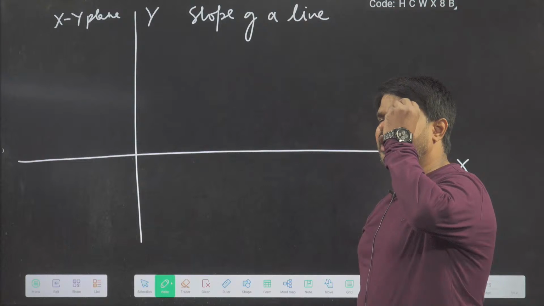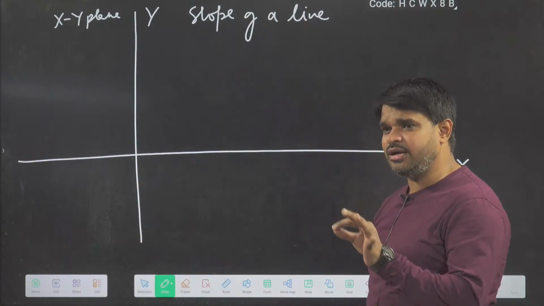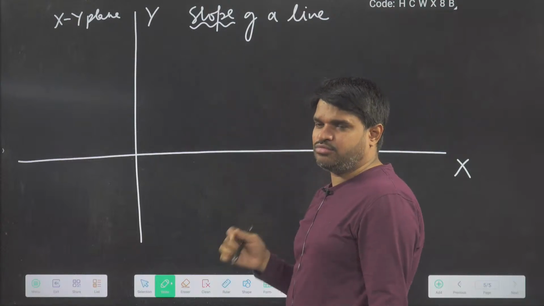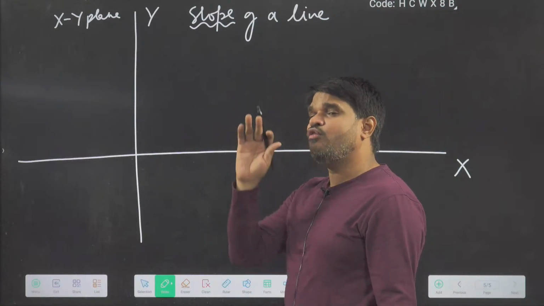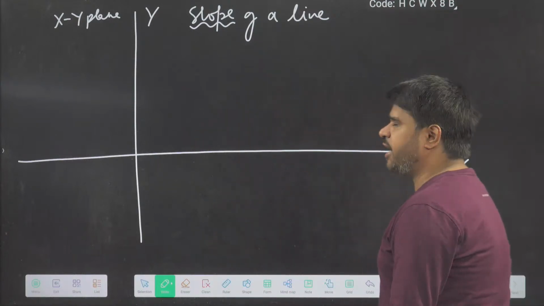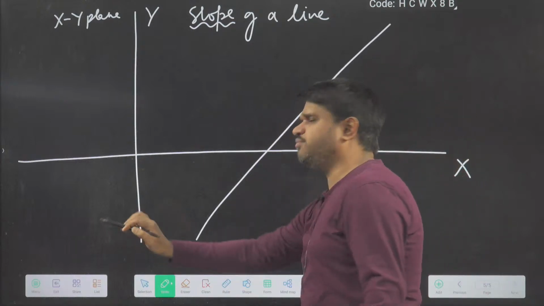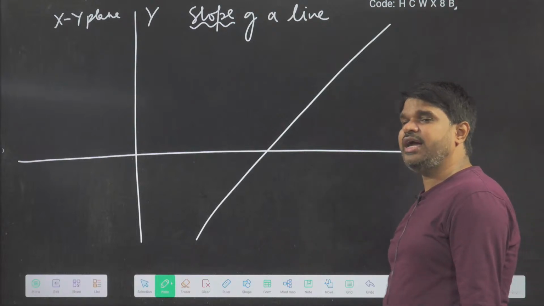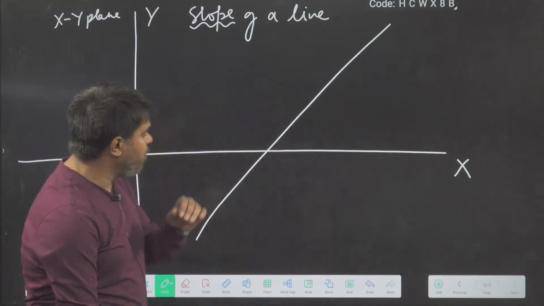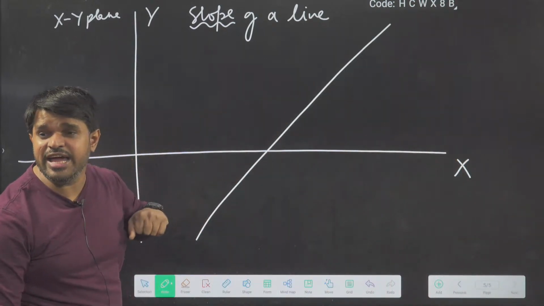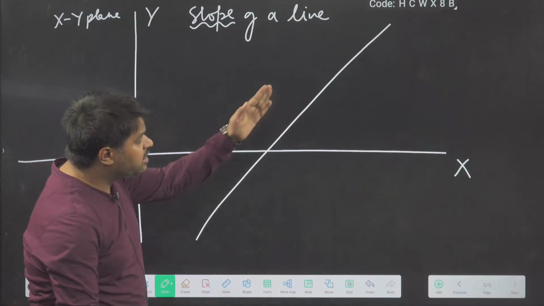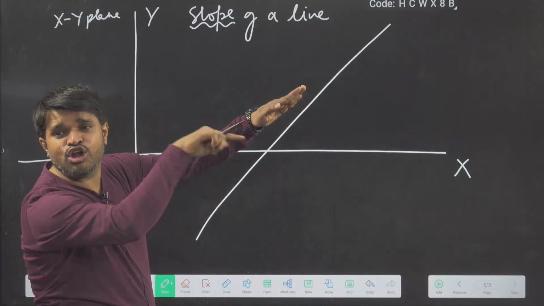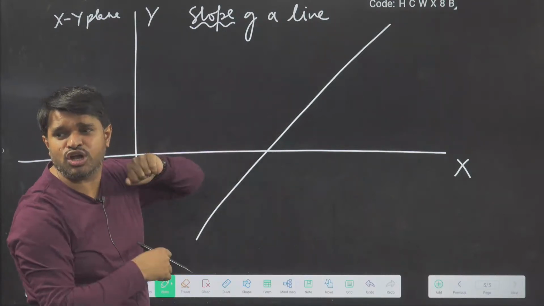Now, there is a line in the xy plane. Slope is some property of a line. What is meant by slope? We will understand. Let me randomly draw a line. So I have drawn this line. This line is intersecting the x-axis. Wherever the line intersects the x-axis, you see the angle between the line and the right direction of the x-axis, or the positive direction of the x-axis.